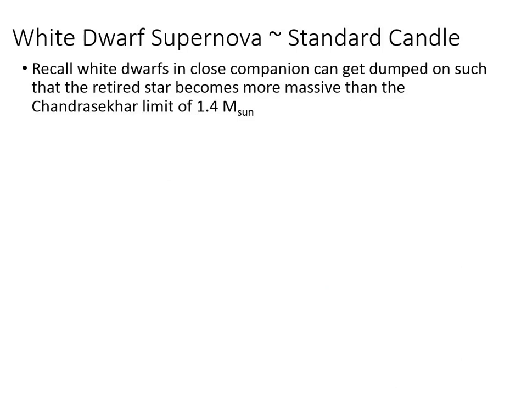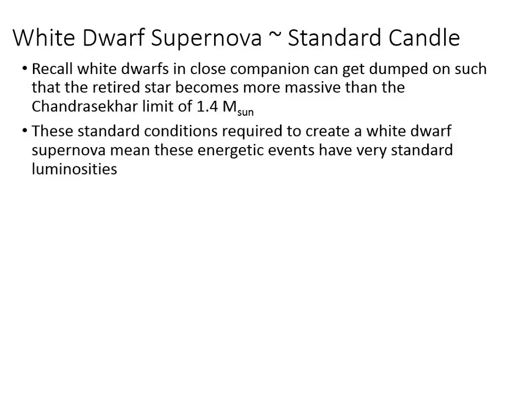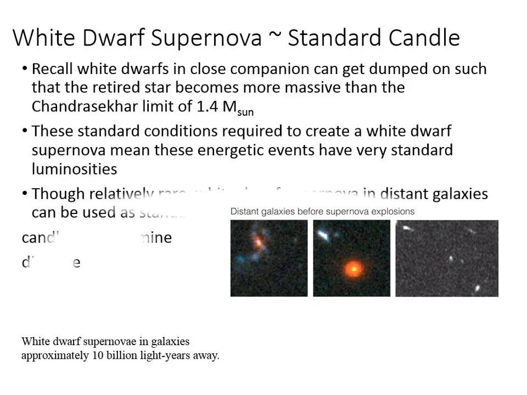Getting even farther would be this other type of standard candle. It's not a Cepheid variable, but it's a similar sort of deal. We talked about white dwarf supernova explosions, and they're very standard because they all deal with that 1.4 solar masses. So you just know how much their luminosity is going to be. I've got some examples here.